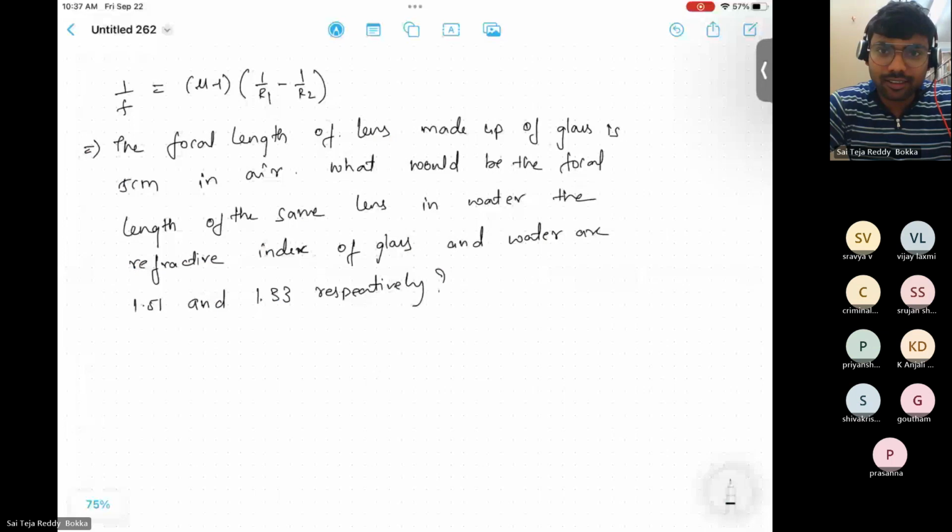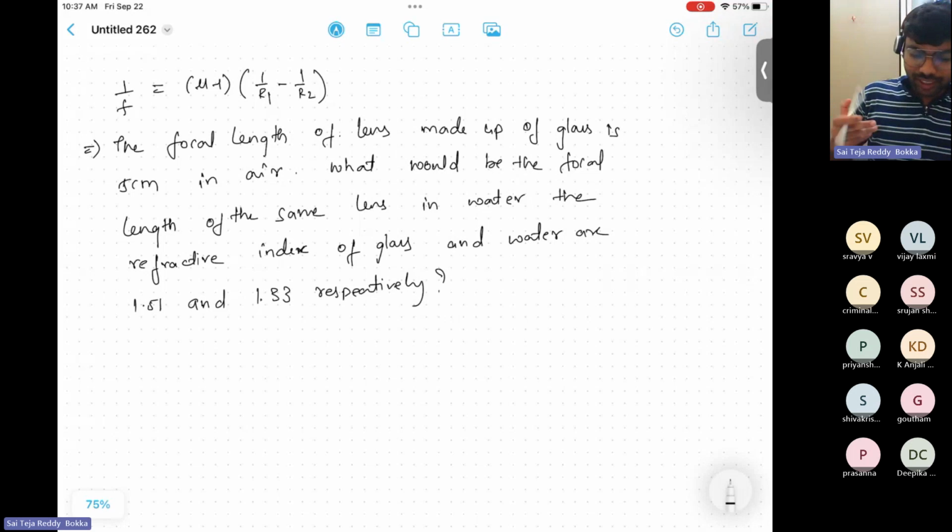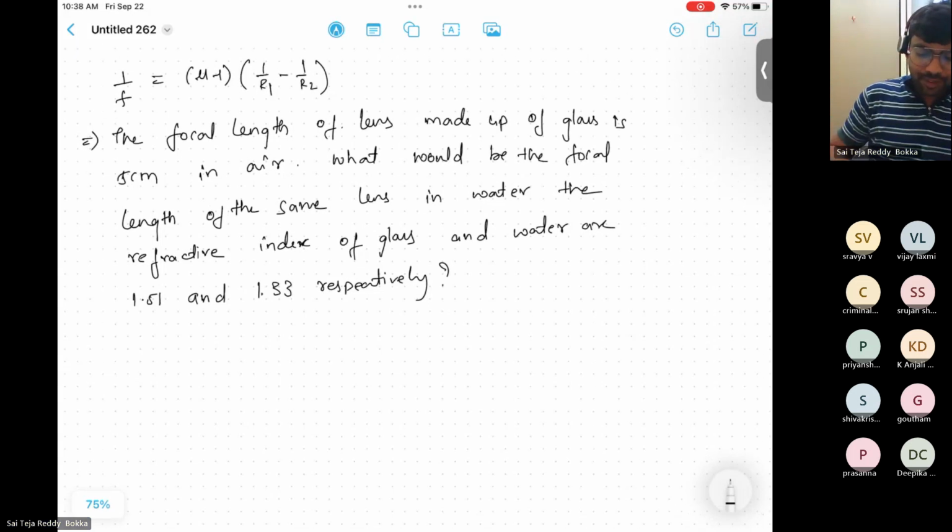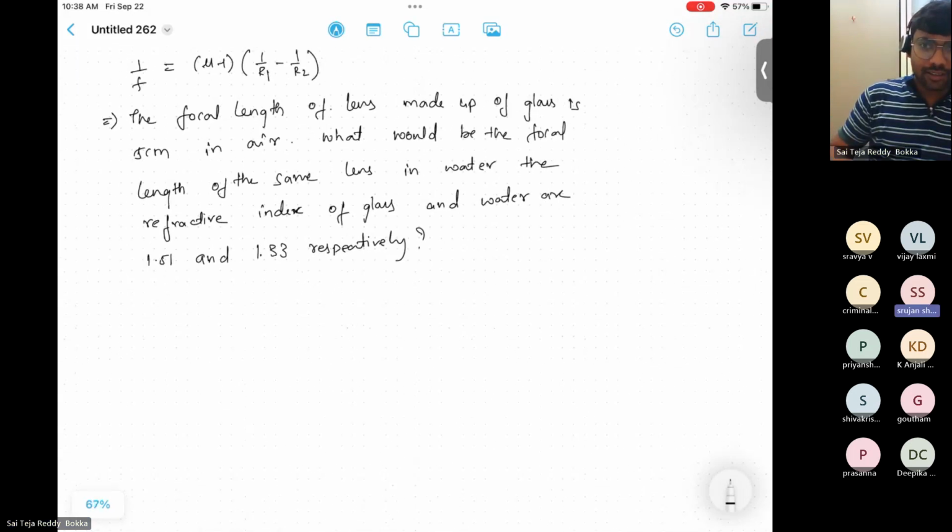Anyone done this? Pujan, aina? చేస్తున్నా సార్.